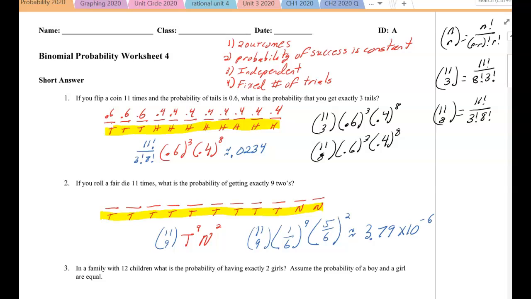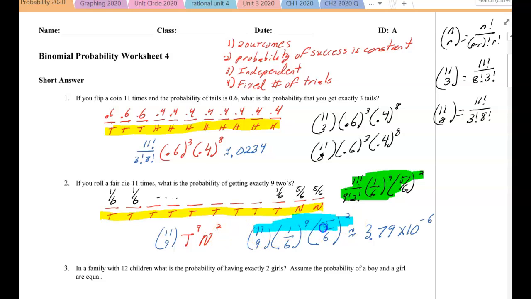Now, last year in class, I will tell you, people kind of put the 1 out of 6, 1 out of 6, and so on, and then 5/6, 5/6, and then they said, oh, 1 out of 6 to the 9th, 5 out of 6 squared, and then they say, oh, how many ways can I rearrange those letters? 11 factorial over 9 factorial, 2 factorial. That number that I just wrote, highlighted in green, is equivalent to this number in blue.